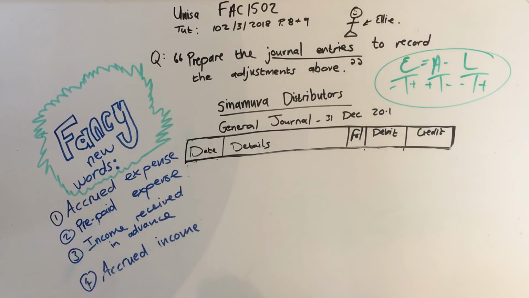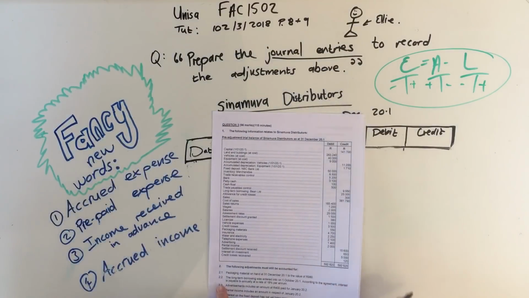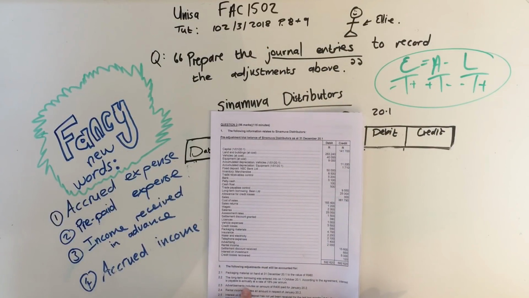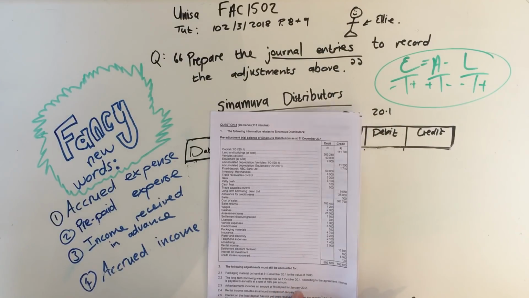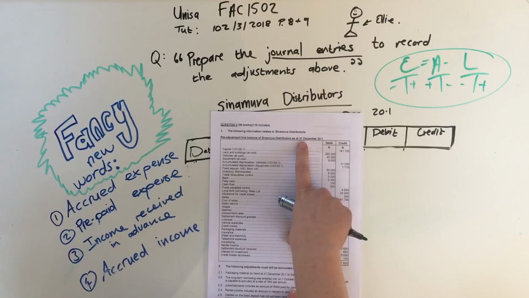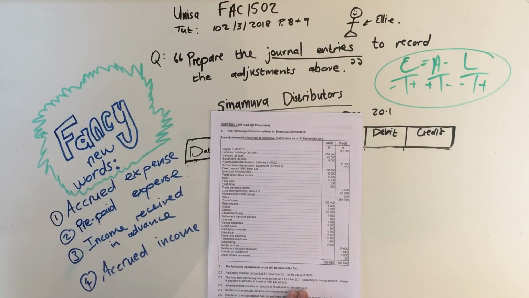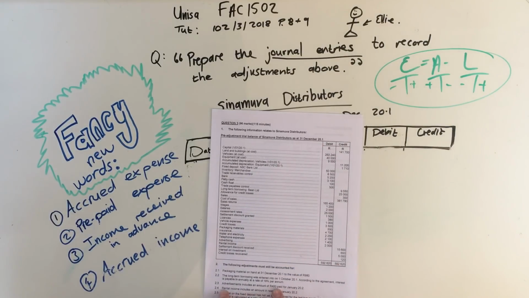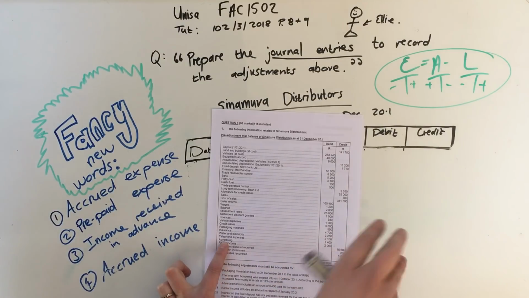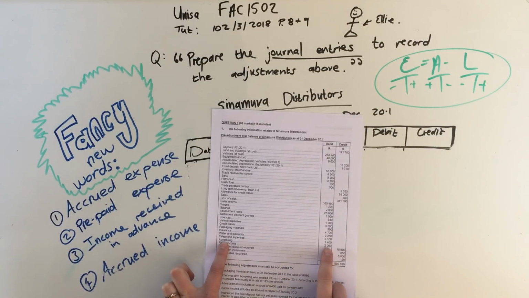Right, number 3. 2.3. Advertisements include an amount of 400 Rand paid for January 22. So you go look at your date, end of the year 31 December 21. You've paid advertising, and it includes an amount of 400 Rand paid for January. So let's go up to advertising. Over here in the trial balance is 2,000 Rand. But we haven't really spent 2,000 Rand on advertising this year, because 400 Rand of that is only for next year. So the expense of 2,000 we have to make less.